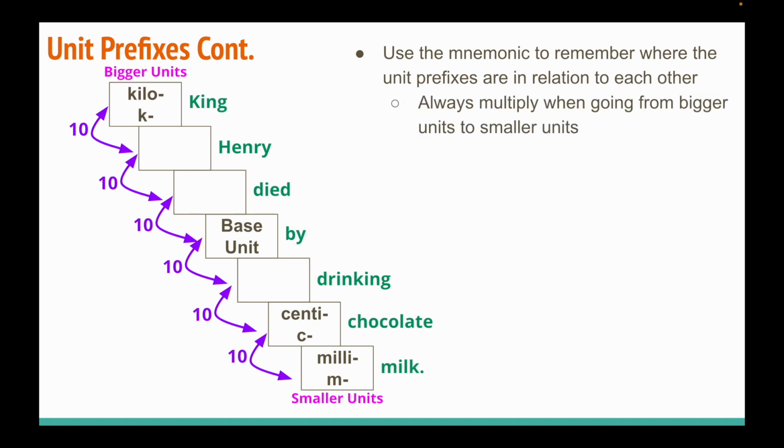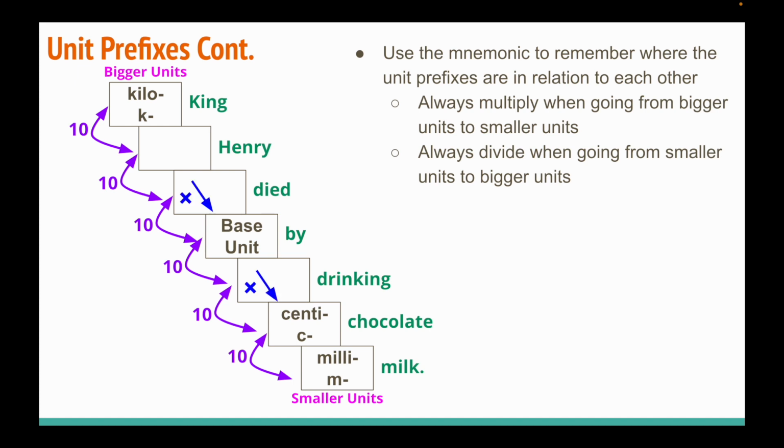We always multiply when going from bigger units to smaller units. We always divide when going from smaller units to bigger units. And I'll explain what we mean by that in just a second. So we're going to multiply if we go down the staircase, okay, and we're going to divide if we go up the staircase.